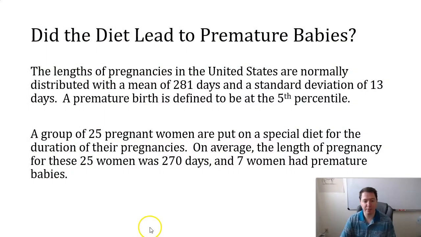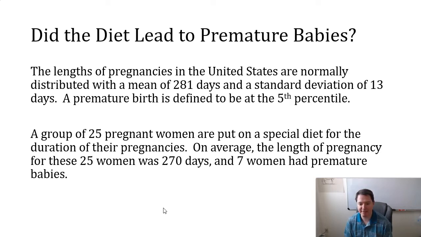That problem was about a study looking at extremely high levels of vitamins in vitamin supplements given to pregnant women, and they stopped the study partway through due to an issue. They had 25 pregnant women put on a diet, and the mean length of pregnancy for these 25 women was 270 days, which maybe doesn't seem that far off from the 281 days that are typical, right? That 281 days is the mean for the entire population.